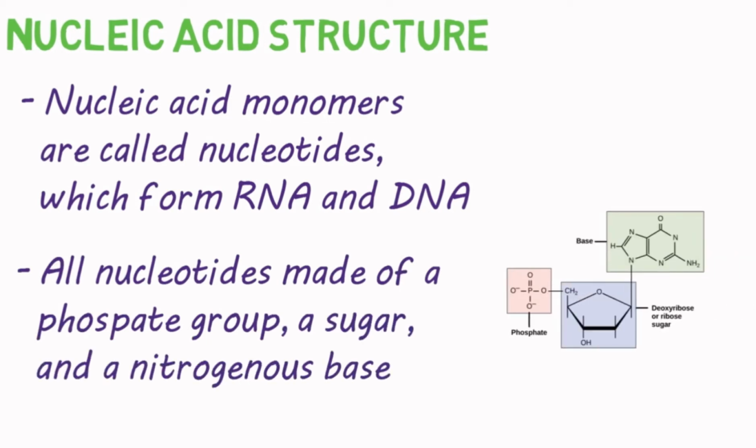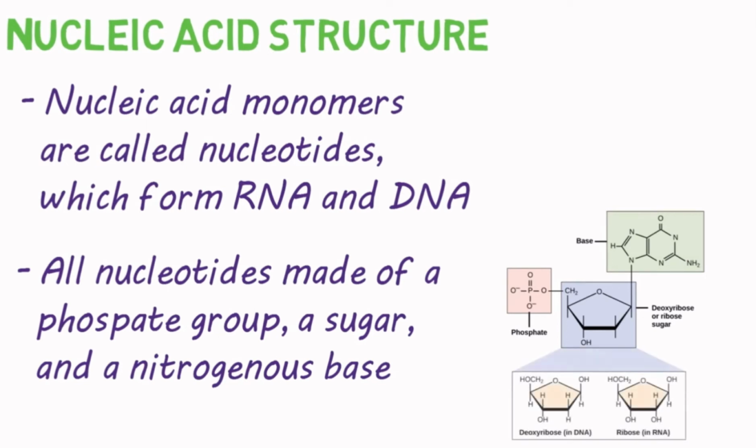In RNA and DNA, the phosphate group is the same, but they have slightly different sugars. In RNA, the sugar is ribose, and in DNA, the sugar is also a ribose, but with one less oxygen. Hence, RNA is ribonucleic acid, and DNA is deoxyribonucleic acid, because the ribose has been deoxygenated.